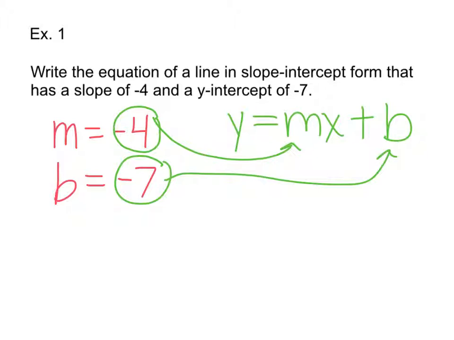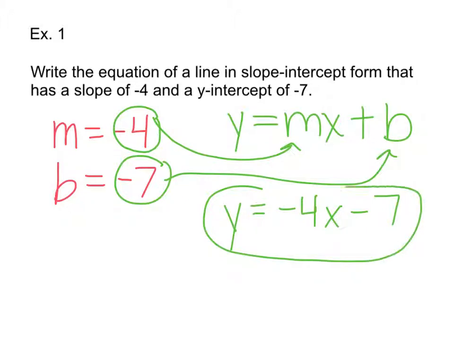The x and the y are going to stay x and y. So we're going to drop the y down. The m, or the slope, is -4. We're going to keep the x. And the b is a -7. So instead of putting plus a -7, I'm just going to write -7. And that is all there is to it.